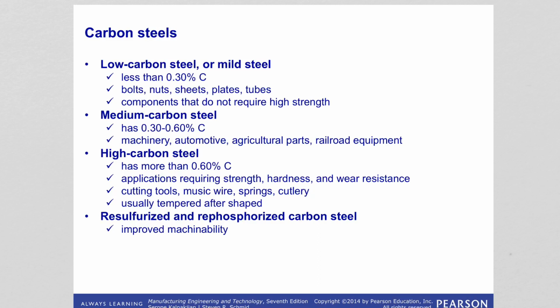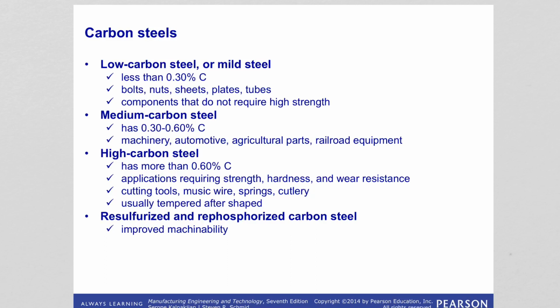And then high carbon steel. So this has more than 0.6% carbon, and these are specified for higher strength applications and where hardness, stiffness, strength and wear resistance are required, such as cutting tools, blades, springs, music wires, cutlery, etc. And because they are high strength, they require tempering after they are shaped to introduce some ductility.